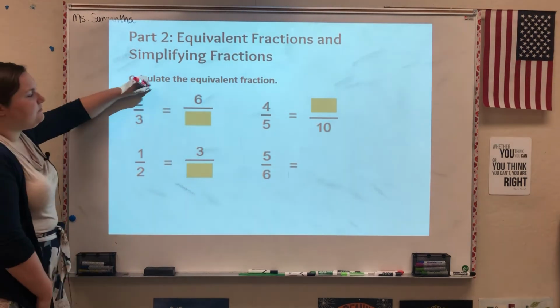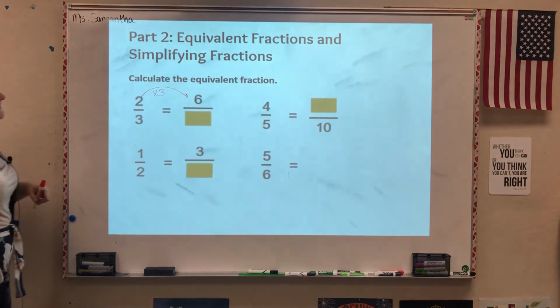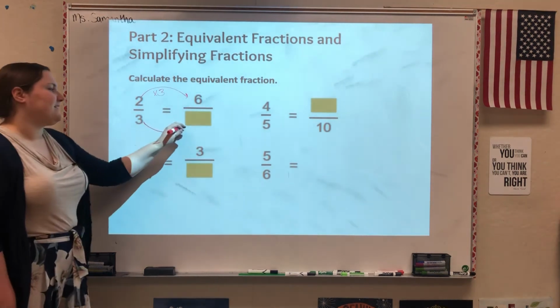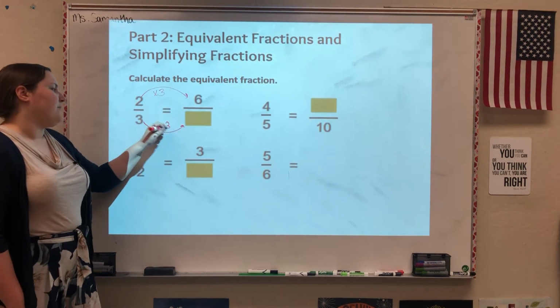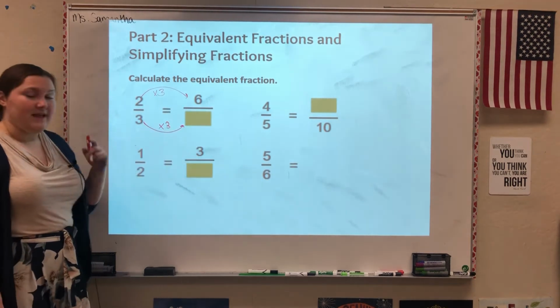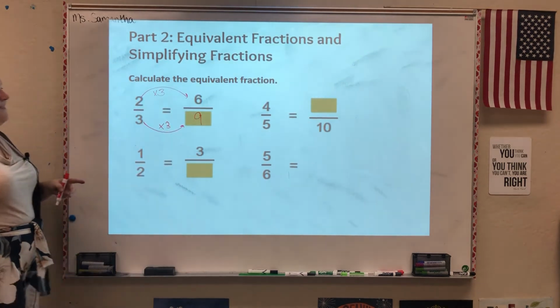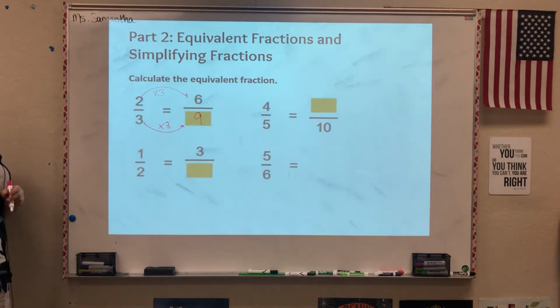Well, 2 times 3 gives me 6. We're going to do the exact same thing down here. Well, if I'm multiplying by 3 on top, then I need to do the same thing on the bottom. And 3 times 3 gives me 9. That tells me 2/3 and 6/9 must be the same amount.